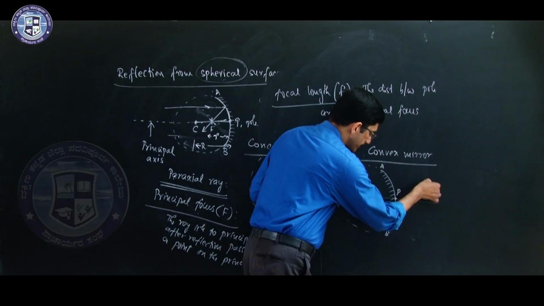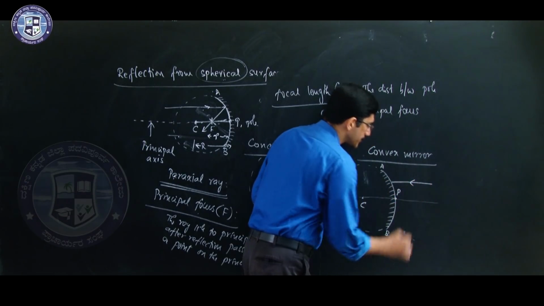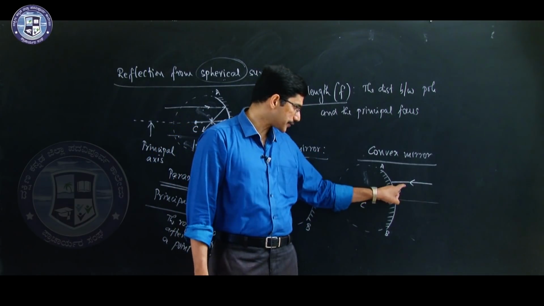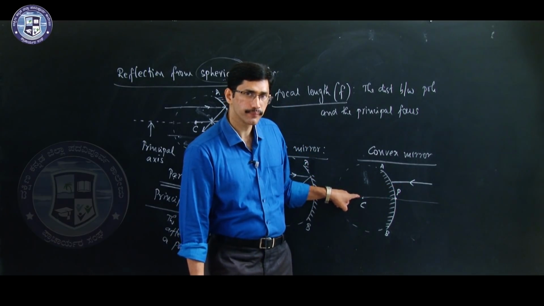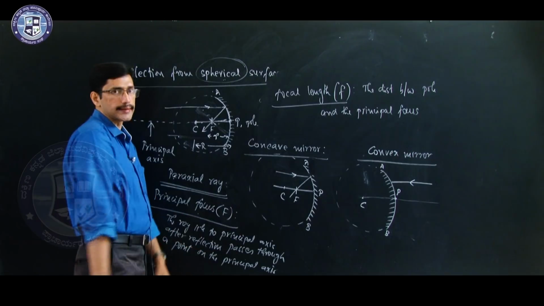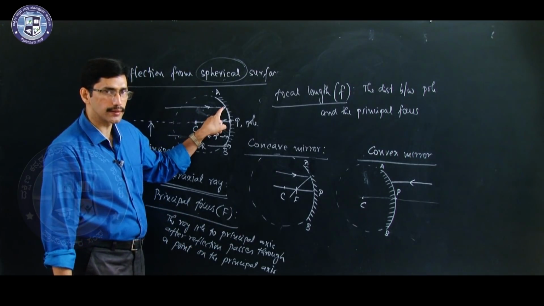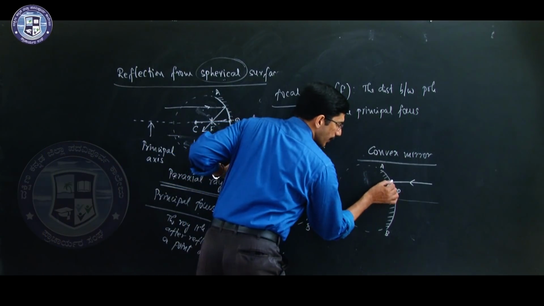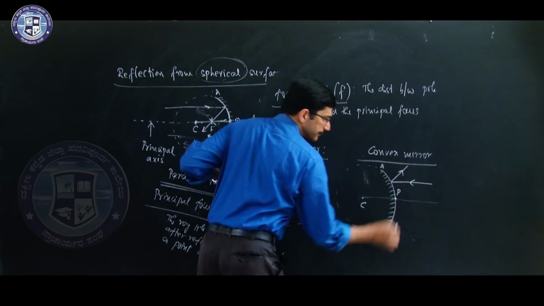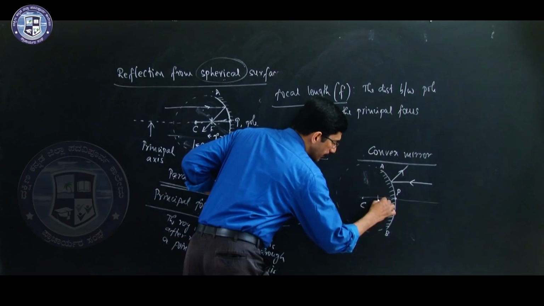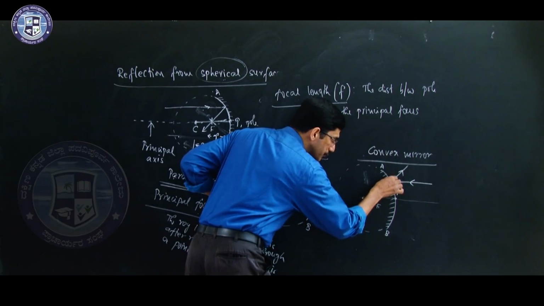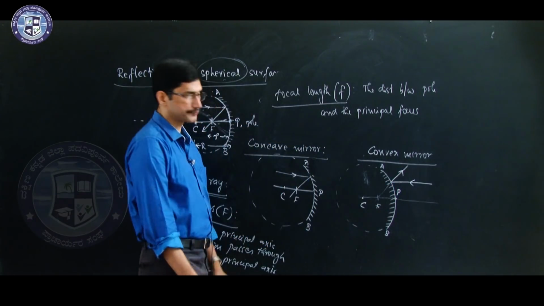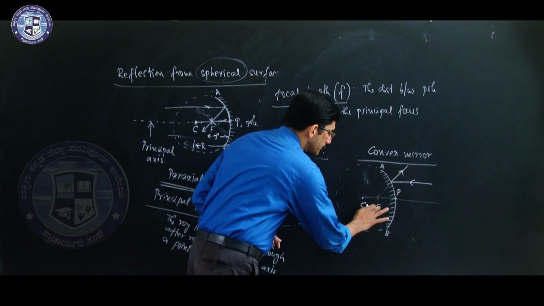Suppose the light is incident like this. The reflection takes place, and you observe that this light is parallel to the principal axis. If you adopt the previous condition that whenever the light is parallel to the principal axis, after reflection it passes through the focus, here the light is incident and undergoes reflection, and after reflection it appears to pass through a point. It does not actually pass through the point, but it appears to pass through the point F, which is nothing but the principal focus.